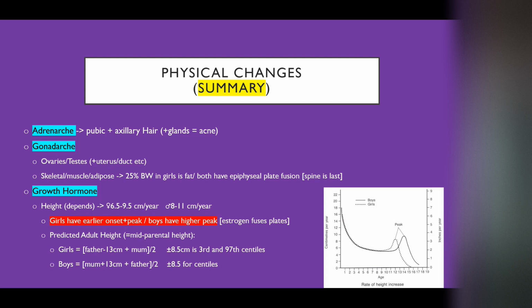Remember, when you go to say puberty, physical changes, just use the 3 axes. If you go by pathophysiology, the 3 axes, you can get your symptoms: adrenarche, gonadarche, growth hormone. Say all these things. If you go by steps, these 3 axes, you already have your things.